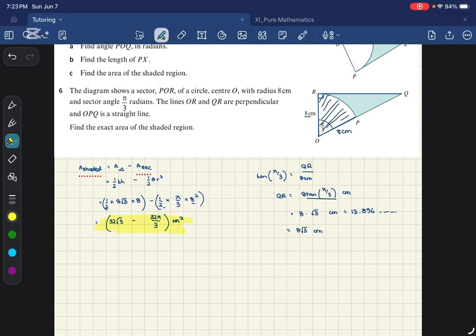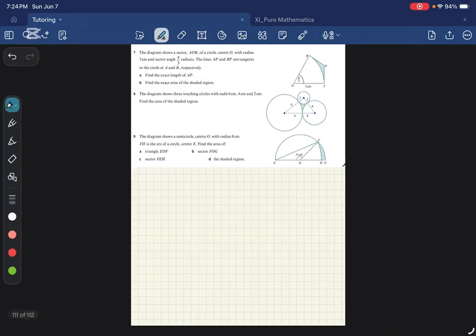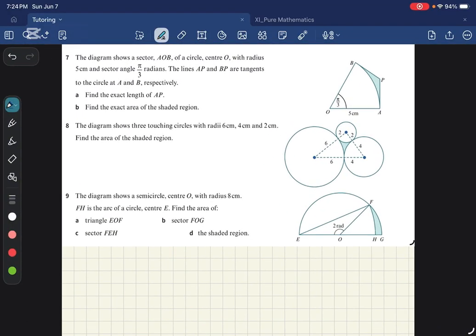So we are done with question 6. They say exact area, so you just want to find this expression. All right. So 6 was fairly straightforward. 5 had a lot of parts. Question 7. So the diagram shows a sector AOB of a circle center O with radius 5 centimeters. So OB is also going to be 5 centimeters.